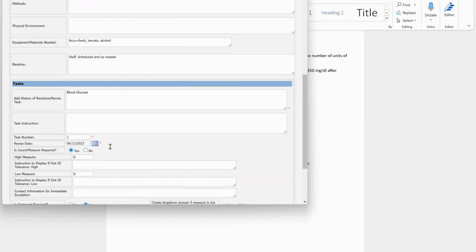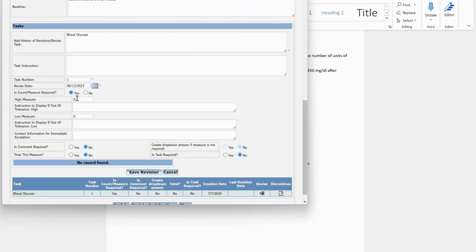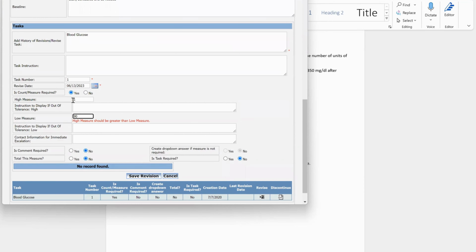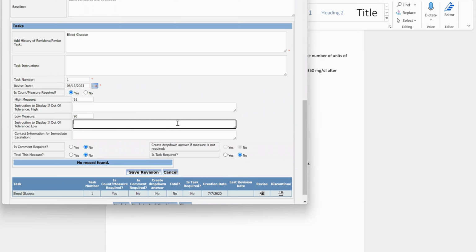And I'm going to say that here we have a high measure and a low measure. All right. I'm going to say the high measure is 1 and the low measure is 0. If the instructions had said if it's below like 90, give carbohydrates, I would have said, if it's above 91, show me everything about giving the insulin. If it's below 90, do not give the insulin and give carbohydrates. However, that's not the way this example is written. So I'm just going to make a 0 and a 1 out of this.